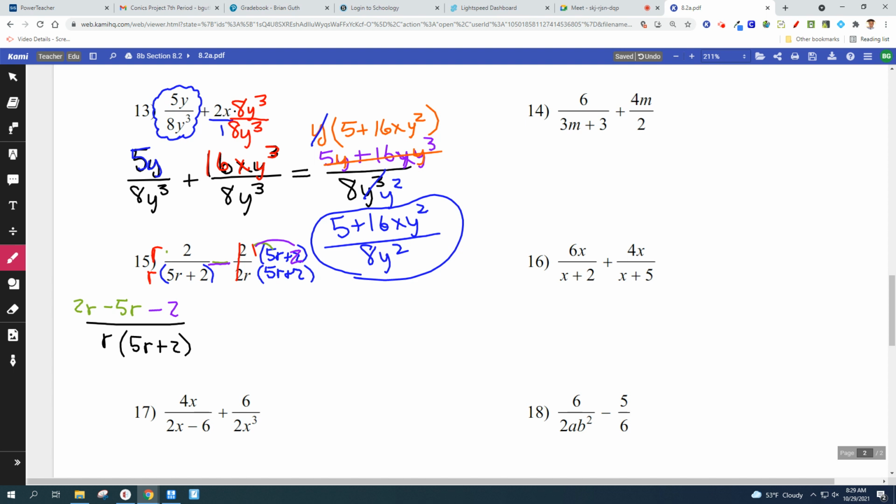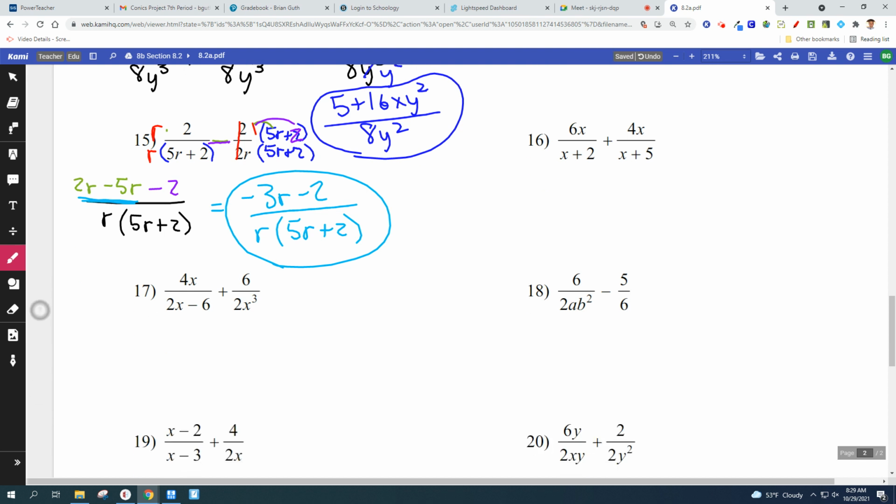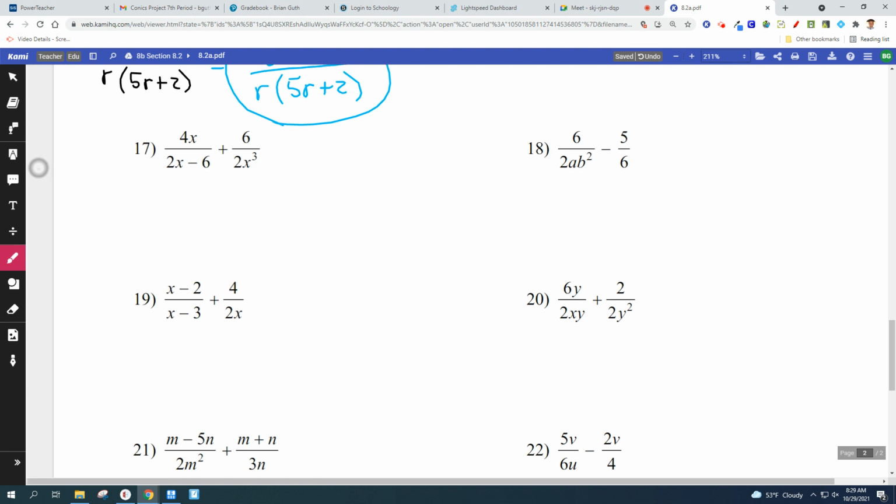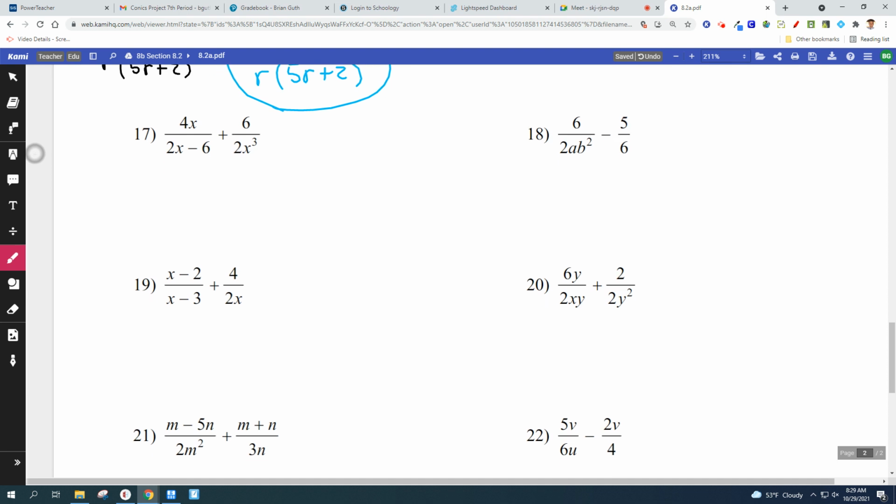Okay, there's something I can clean up because I have like terms right here. 2r minus 5r is negative 3r. There's not much else you can do. Minus 2 over r times 5r plus 2. Got it. That's it. Okay.